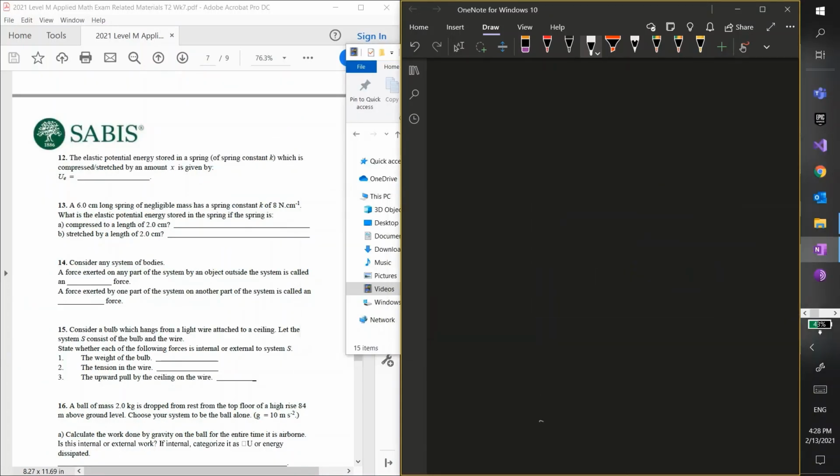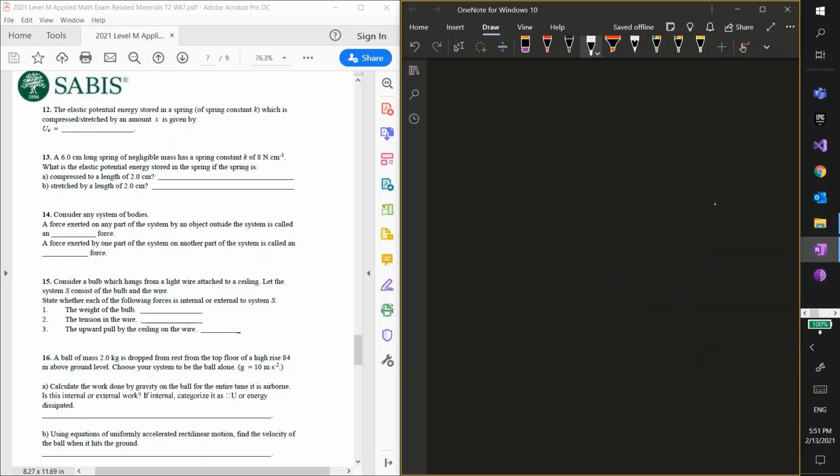Okay, so question 12: the elastic potential energy in a spring of constant K that is compressed by an amount X is equal to... Your elastic potential energy is half K delta X squared.